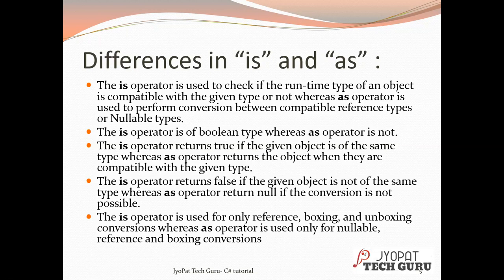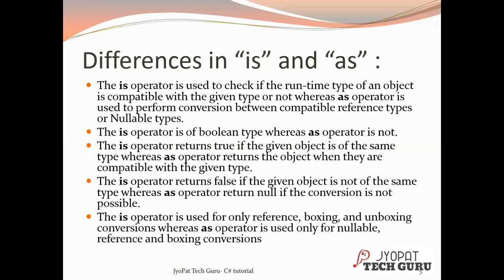The is operator is of Boolean type, whereas as operator is not, because as operator is going to return the object and null. The is operator returns true if the given object is of the same type, whereas as operator returns the object when they are compatible with the given type. The is operator returns false if the given object is not of the same type, whereas as operator returns null if the conversion is not possible. So is entertains Boolean values, as entertains object and null.